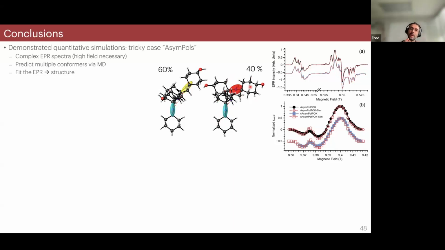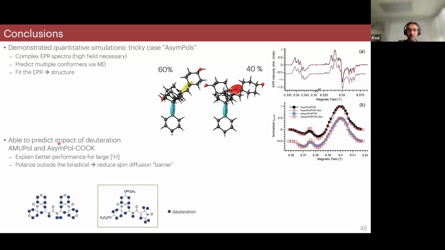So this means that as I want to get strong couplings between the biradicals, this is becoming very critical. The conformers are becoming extremely critical. And I showed a toy application where basically if you deuterate the radical, then nothing happens in the case of AsymPol Cook, unlike in the case of AMUPol.